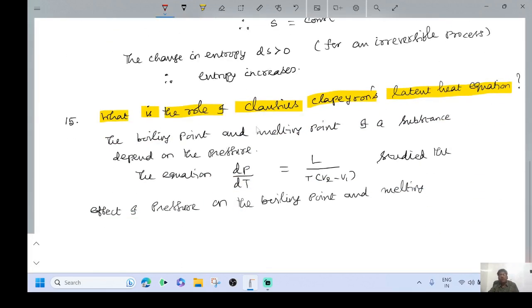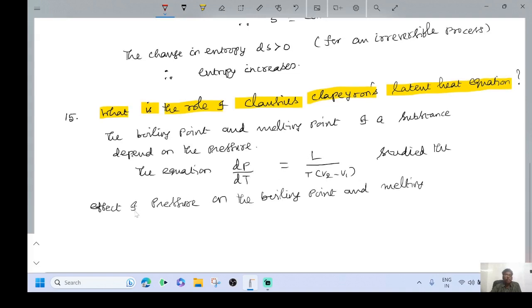What's the role of the Clausius-Clapeyron equation? The boiling point and melting point of a substance depend on the pressure. According to the Clausius-Clapeyron equation, dP by dT equals L divided by T into (V2 minus V1). Here L is the latent heat, V2 minus V1 is the change in volume. The effect of pressure on the boiling point and melting point is studied with the help of the Clausius-Clapeyron equation.